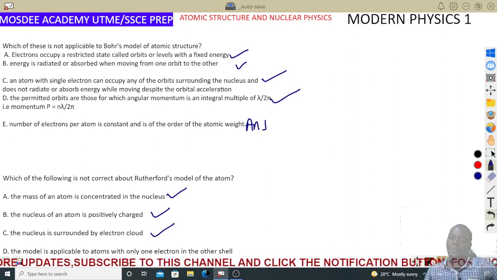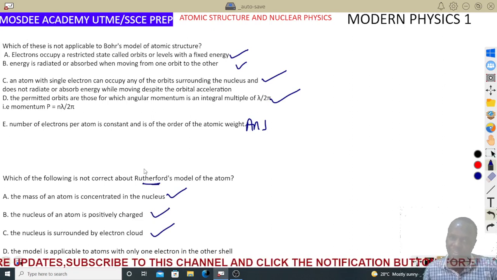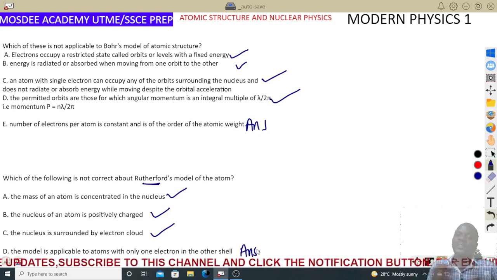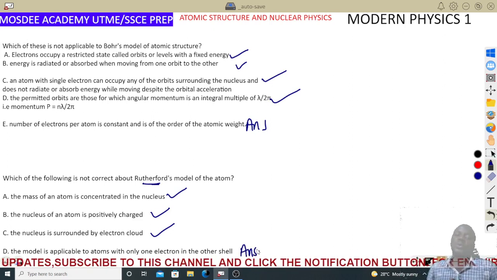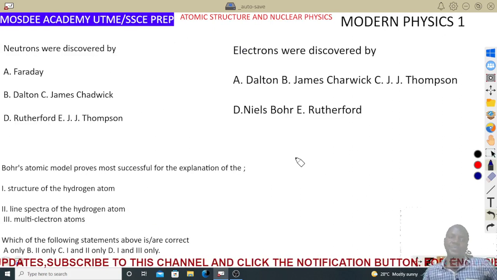The model is applicable to atom with only one electron, that is not Rutherford, that is what Bohr's. So this is the answer to the question, my dear student. You can see the way we are doing it, and this is the way we do almost the academy. So please, the next question.